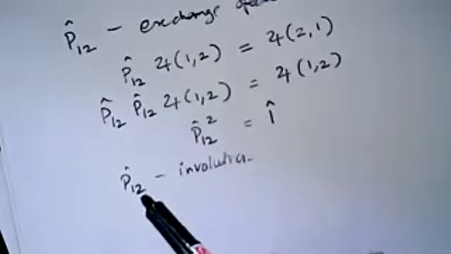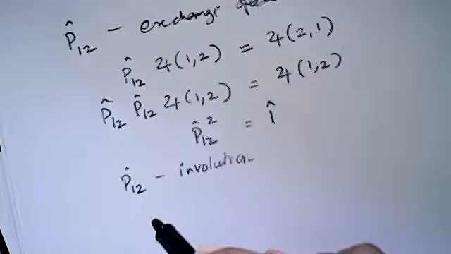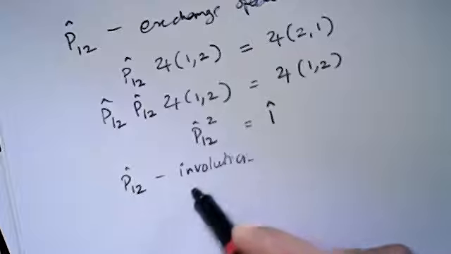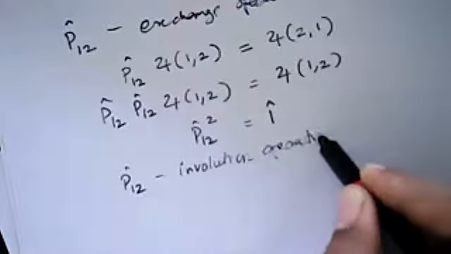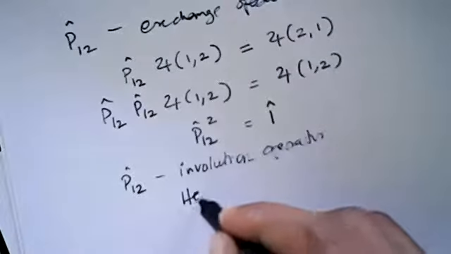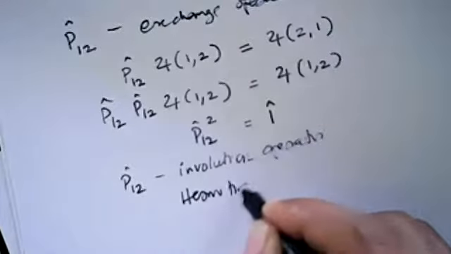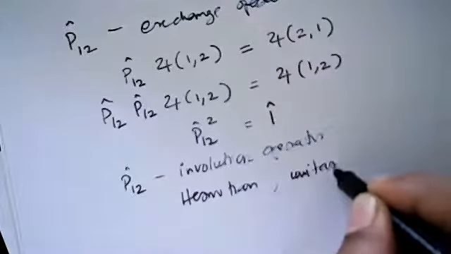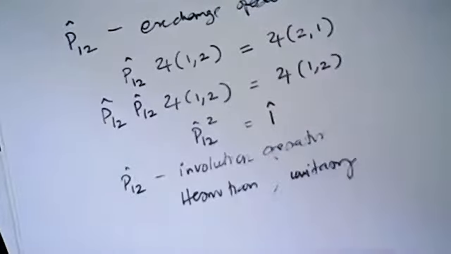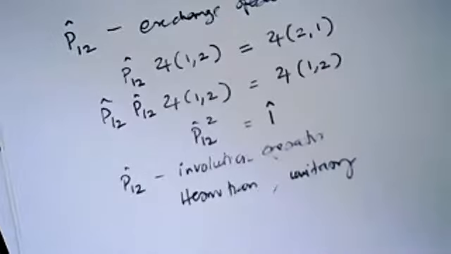And you can see that P12, being an involution operator, is Hermitian as well as unitary. It is a Hermitian operator, and also a unitary operator.